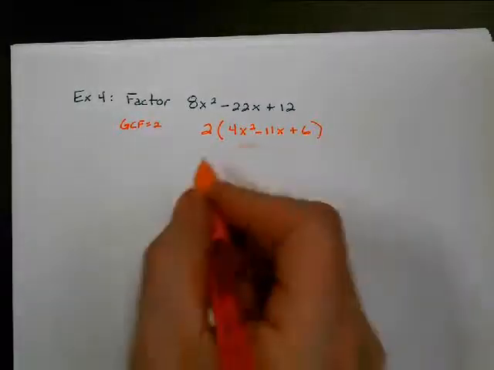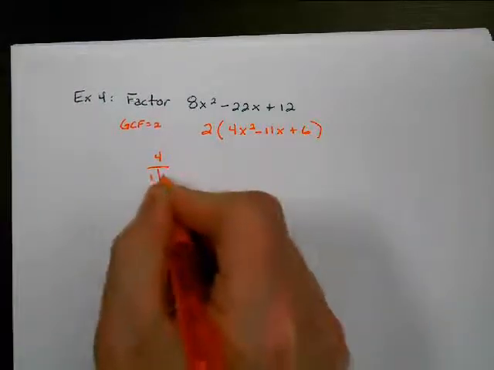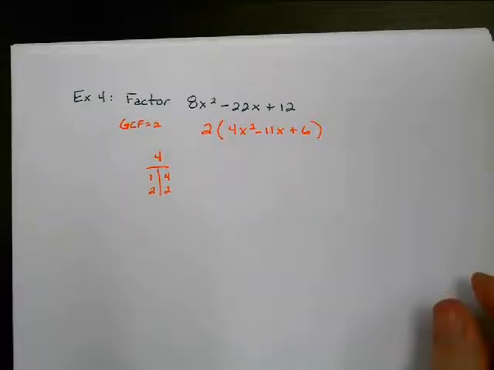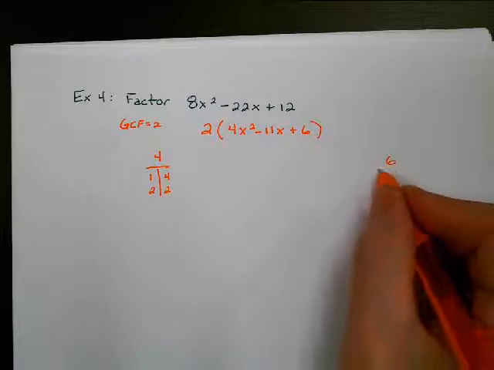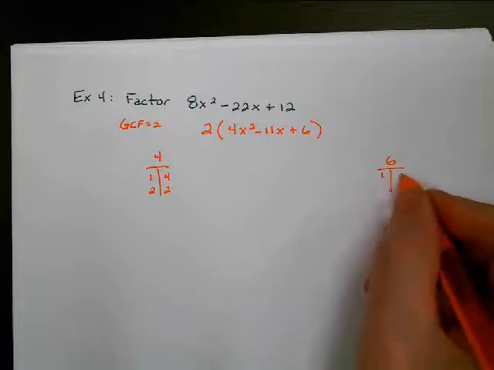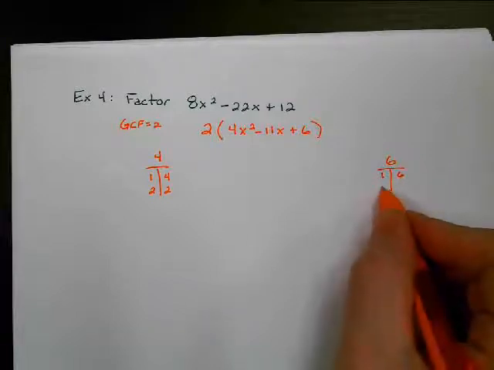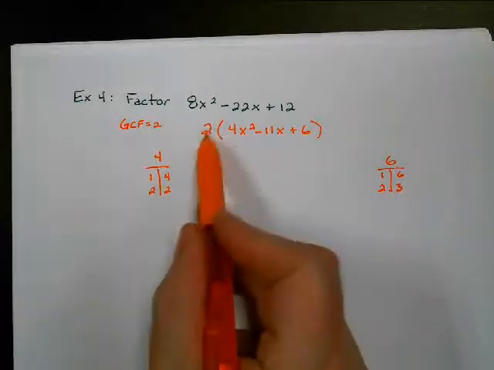Now I've got a slight problem over here. 4 can be two different things. It can be 1 and 4, or it can be 2 and 2. I don't know which one it is. 6 can be two different things. It can be 1 and 6, or it can be 2 and 3. Now we already got rid of the GCF. There's no GCF left. Already got taken care of.